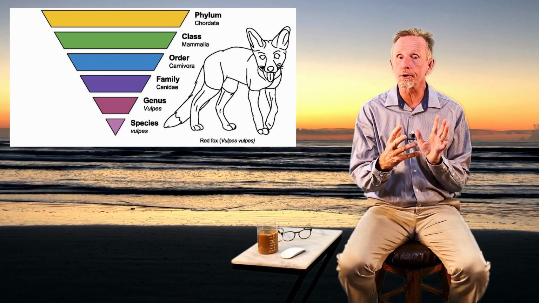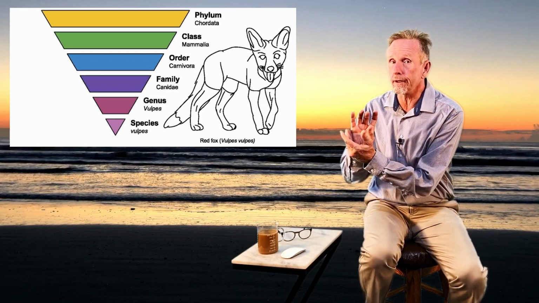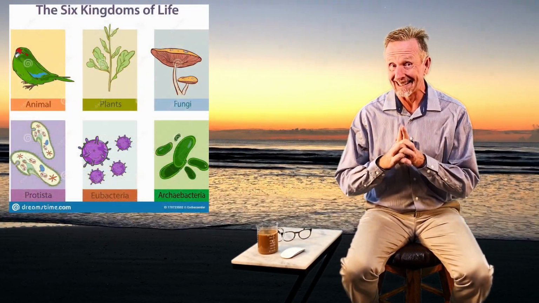Kingdom being the largest grouping, species being the smallest grouping, taking us all the way down to a singular type of life form, like all Bengal tigers fit into one specific species. All black bears, not all bears, but the black bears, are a specific species. So let's break down these 6 kingdoms.